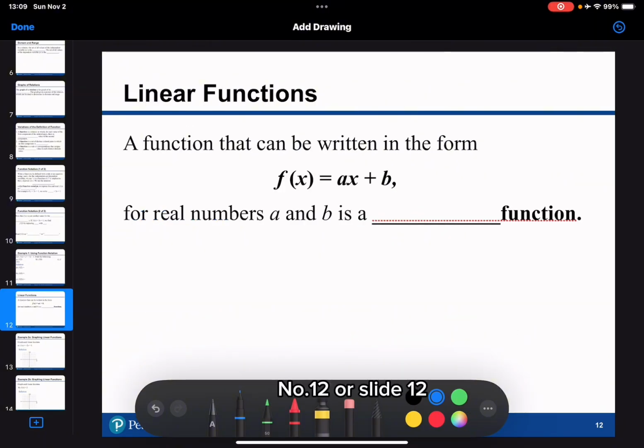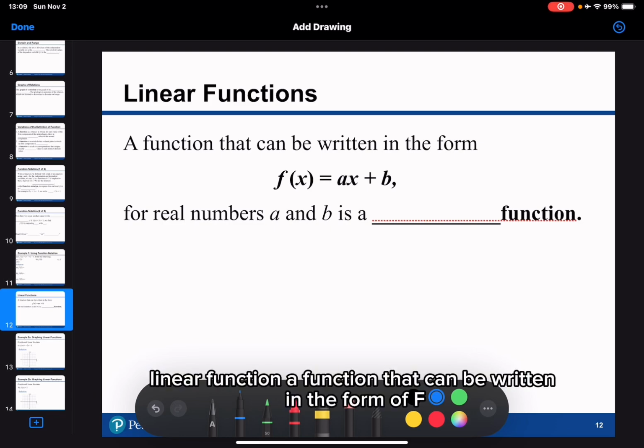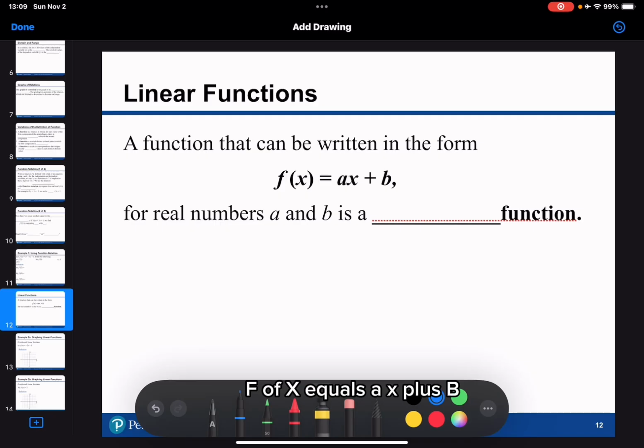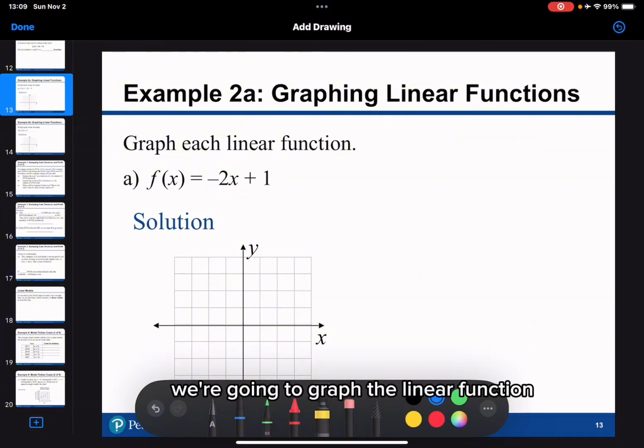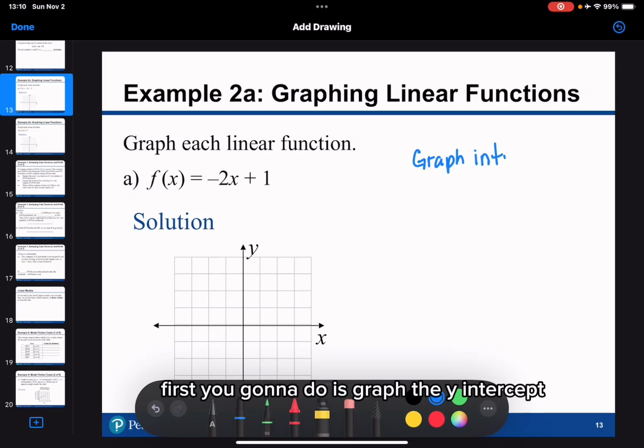Slide 12. Linear function: a function that can be written in the form of f of x equals ax plus b, for real numbers a and b, is a linear function. Linear means it forms a straight line. So for example 2a, we're going to graph the linear function f of x equals negative 2x plus 1. First thing we're going to do is graph the y-intercept.